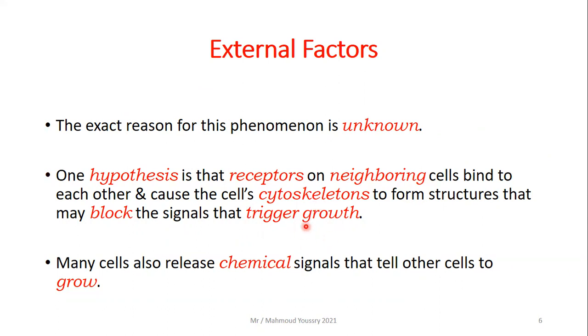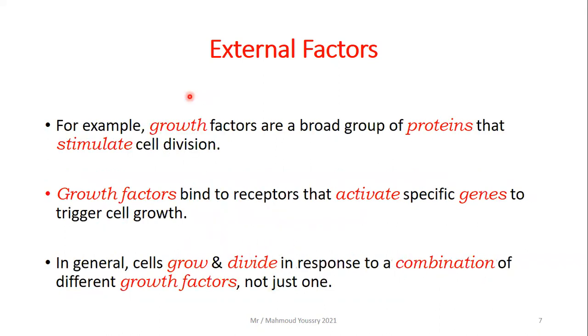Many cells also release chemical signals that tell other cells to grow. These are chemical external factors. For example, growth factors are a broad group of proteins that stimulate cell division. Growth factors bind to receptors that activate specific genes to trigger the cell growth.